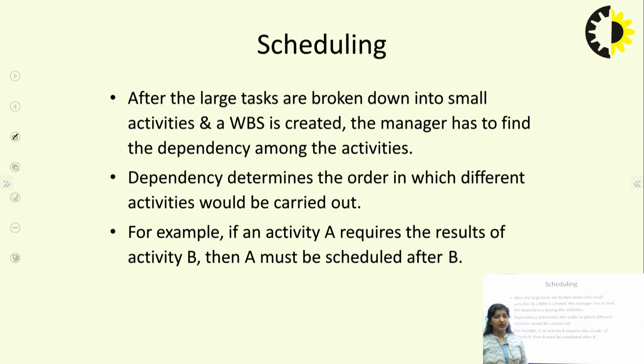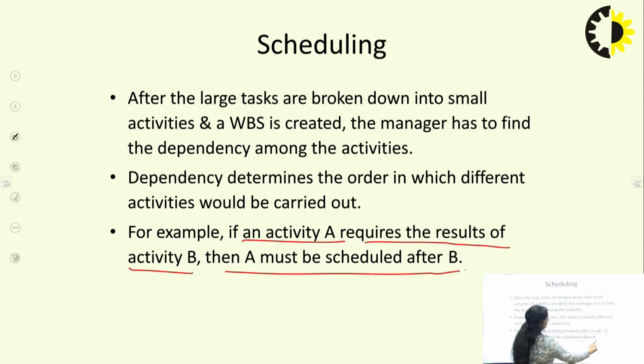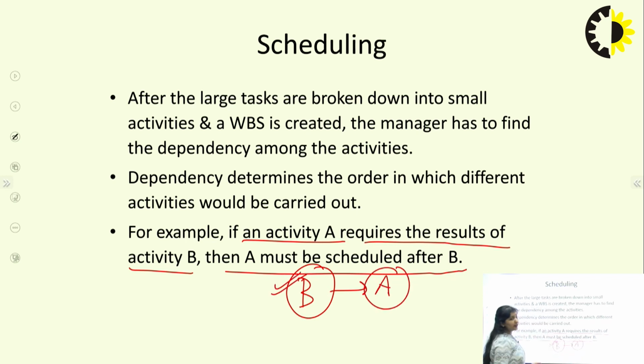After the larger tasks which we have identified are broken down into smaller activities, a WBS, that is a work breakdown structure, is created, and then from the WBS, the manager has to find the dependencies among the various activities. Now these dependencies determine the order in which the different activities will be carried out. For example, if activity A requires the results of activity B, then A must be scheduled after B. The output of B is required as the input of A. That means B needs to be completed much before A is started. So this is scheduling.